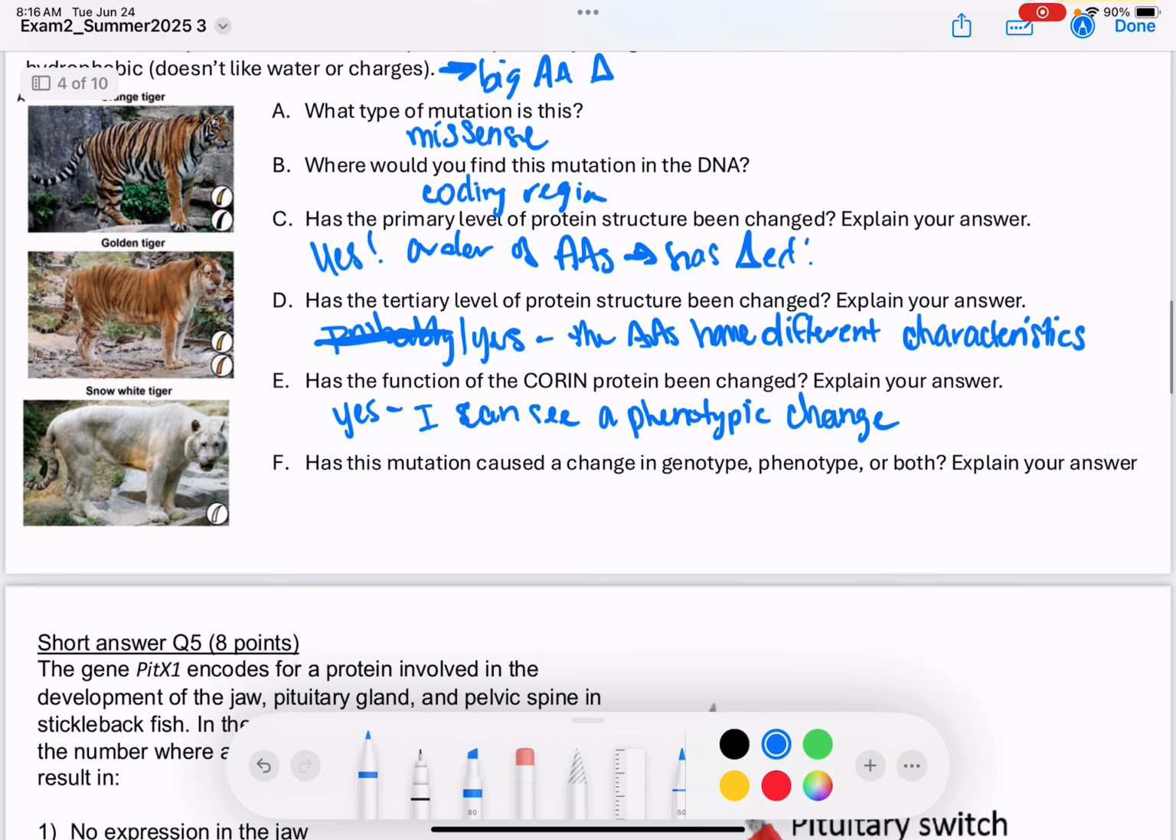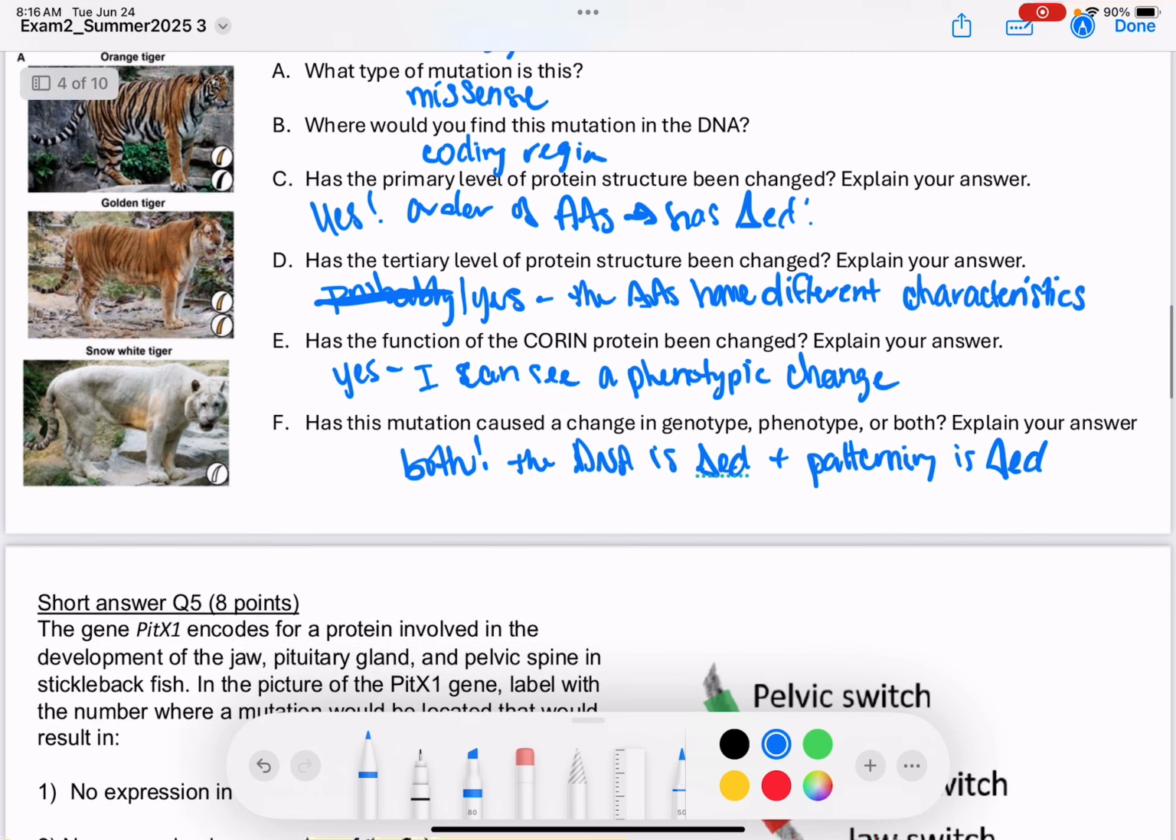And has this protein caused a change in genotype, phenotype, or both? So both. The DNA is changed, and patterning or phenotype is changed as well. Okay.